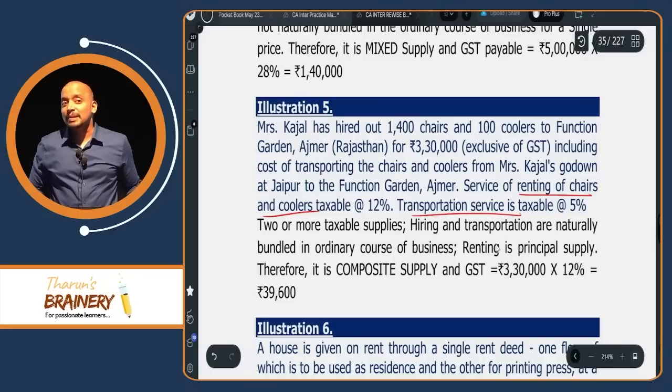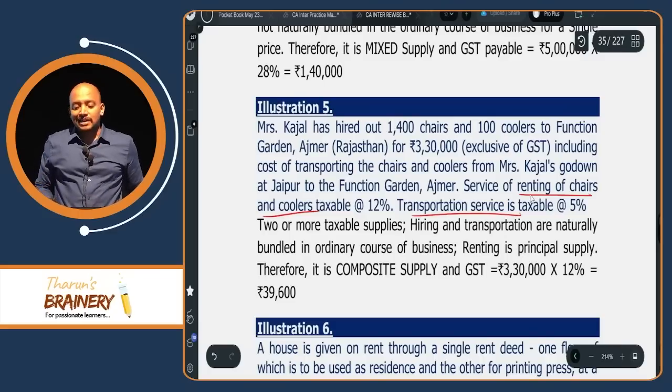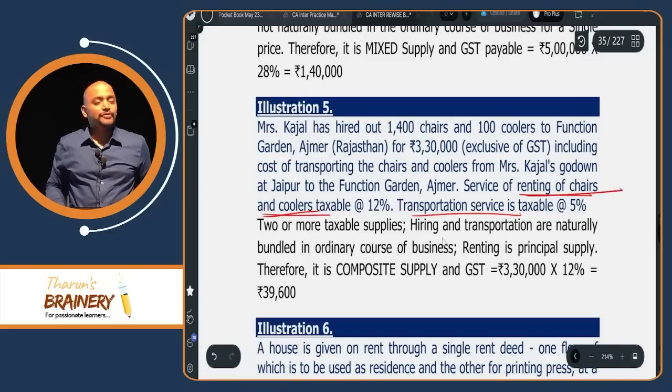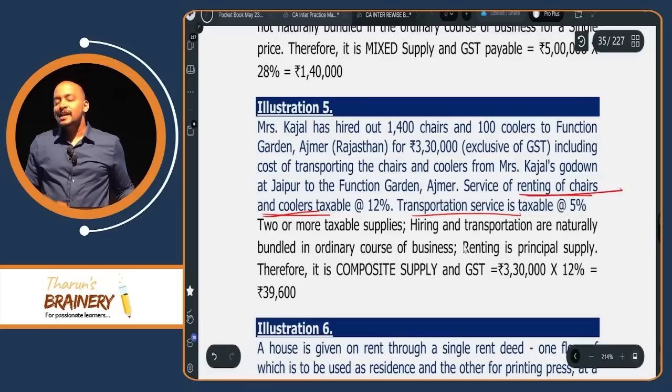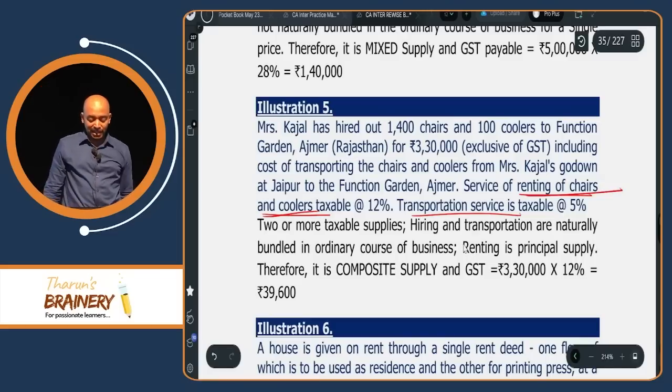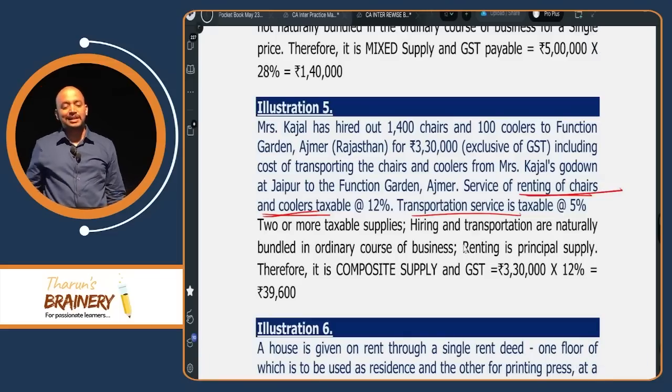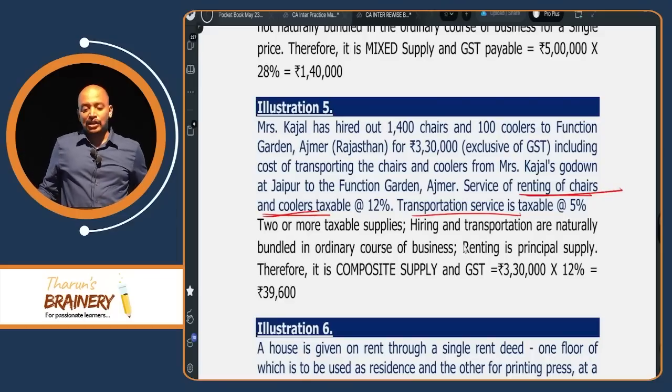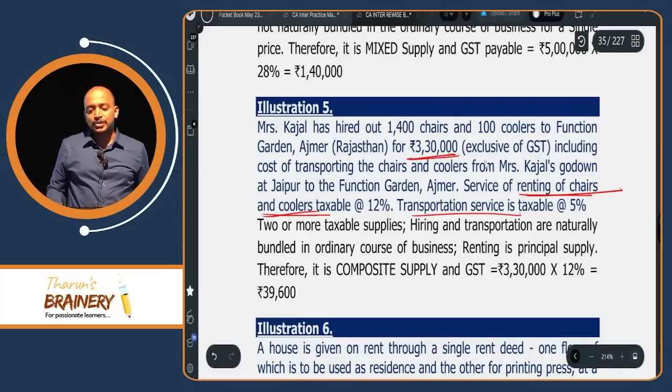And what is the principal supply here? Renting of chairs and coolers. Therefore, it will be composite supply. In case of composite supply, which rate do we need to take? The rate of the principal supply, that is 12%, and apply it on the entire amount. What is the entire amount? 3,30,000. 3,30,000 into 12%. How much? 39,600. Clear here?